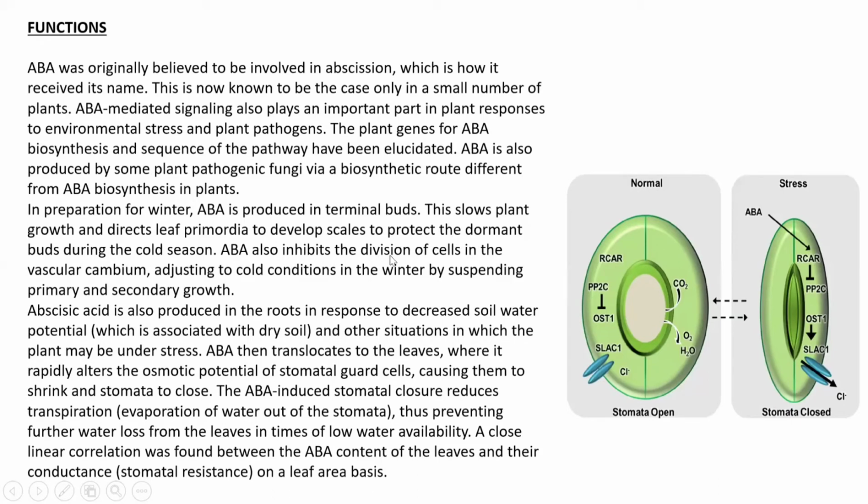ABA also inhibits the division of cells in the vascular cambium, adjusting to the cold conditions in the winter by suspending primary and secondary growth. So by suspending the growth, abscisic acid is protecting the plant from any damage during the winter.